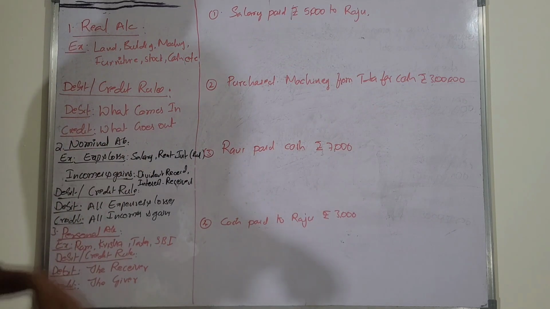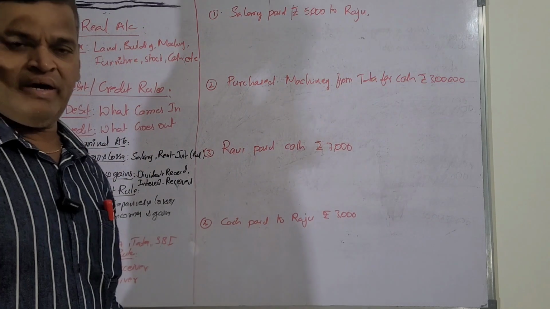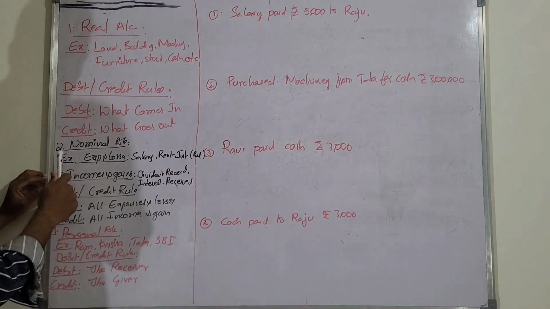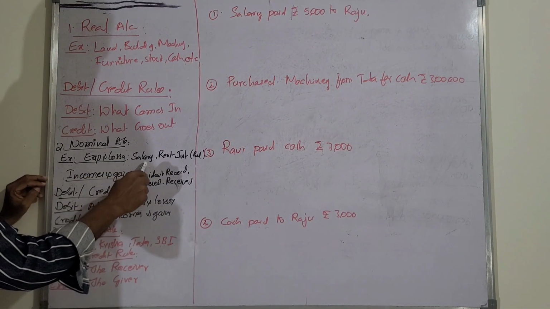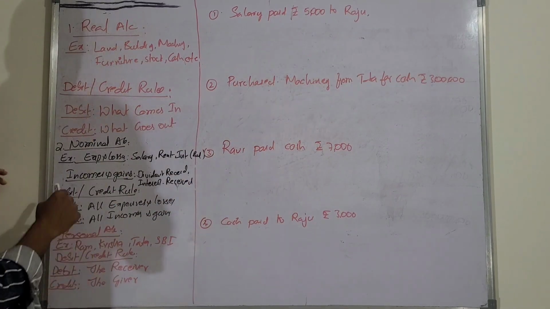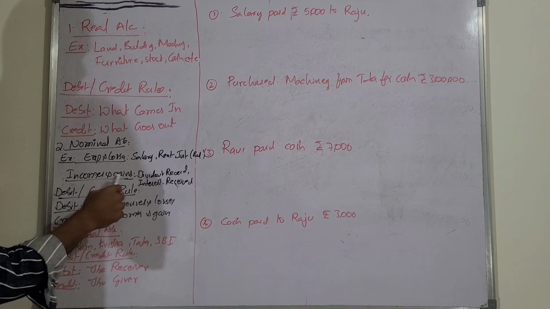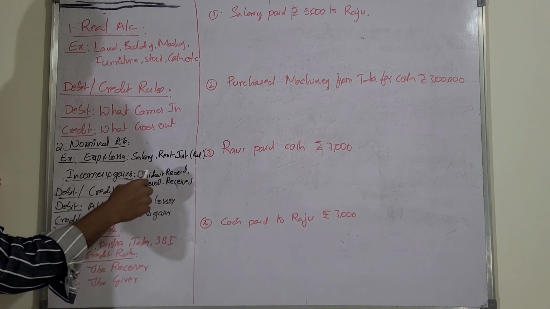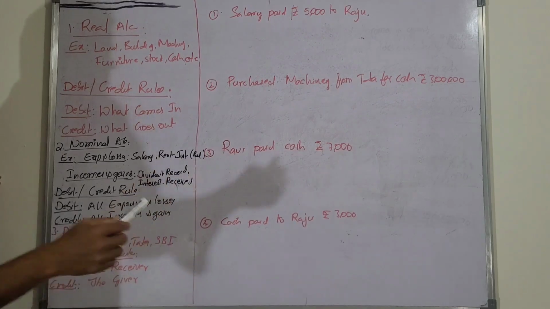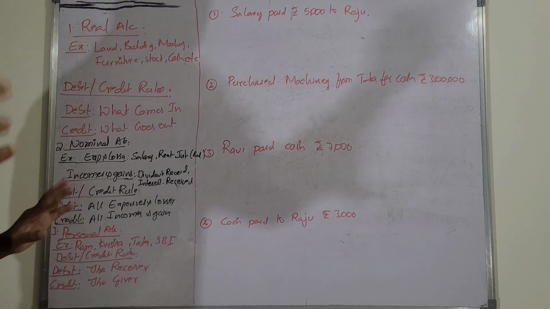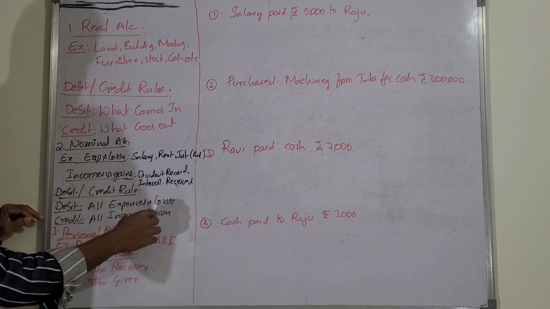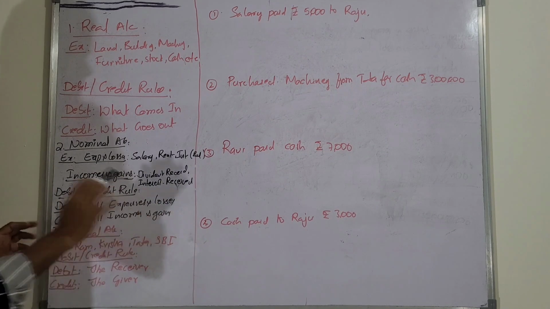Next, nominal account. Nominal account is related to expenses, losses, incomes, and gains. Examples of expenses and losses: salary paid, rent paid, interest paid, or loss on sale of asset, like that. Examples of incomes and gains: dividend received, rent received, interest received, or gain on sale of asset, like that. What is the debit credit rule of nominal account? Debit all expenses and losses, credit all incomes and gains.